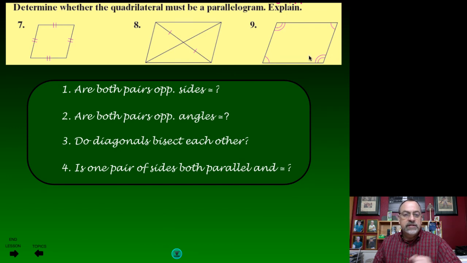Okay, so that's lesson 6.3. How do you prove a quadrilateral is a parallelogram?